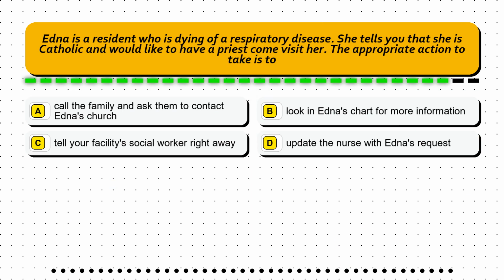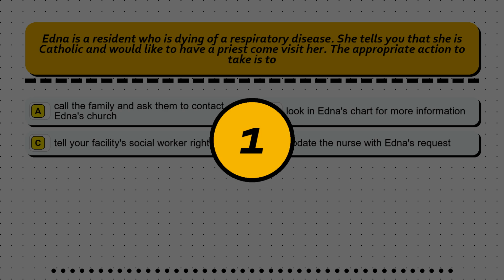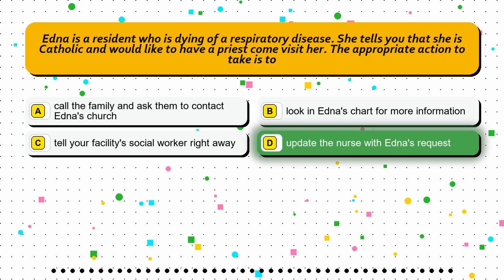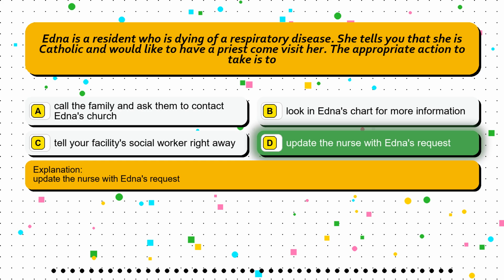Question 42. Edna is a resident who is dying of a respiratory disease. She tells you that she is Catholic and would like to have a priest come visit her. The appropriate action to take is to: option A, call the family and ask them to contact Edna's church, option B, look in Edna's chart for more information, option C, tell your facility's social worker right away, option D, update the nurse with Edna's request. The correct answer is option D, update the nurse with Edna's request.